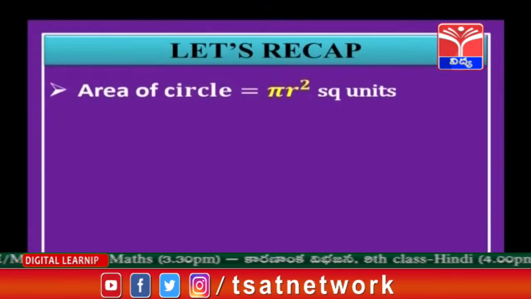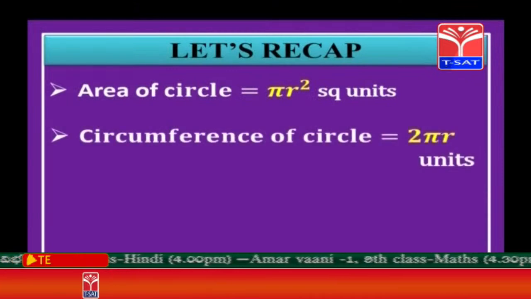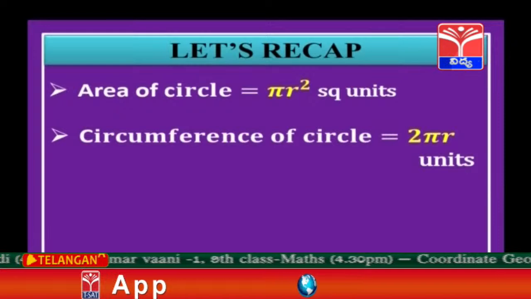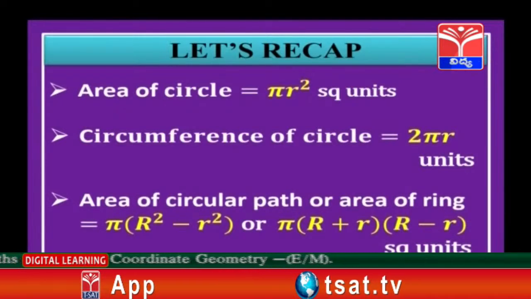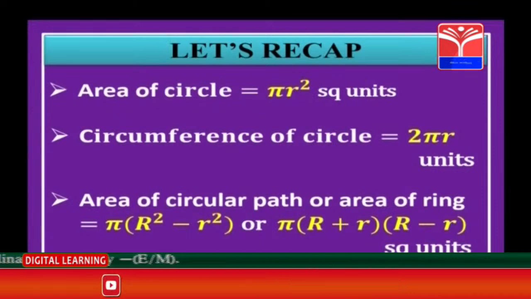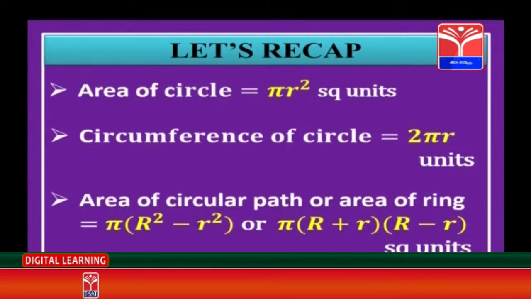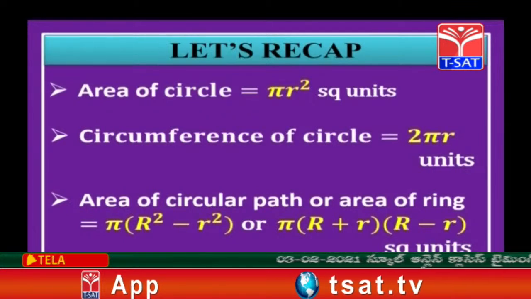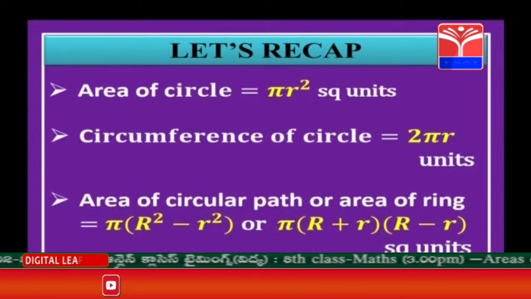Area of circle is given by pi r square units. Circumference of circle is given by 2 pi r units. Area of circular path or area of ring is given by pi into capital R square minus small r square, or pi into capital R plus small r into capital R minus small r, where capital R is the outer radius and small r is the inner radius.